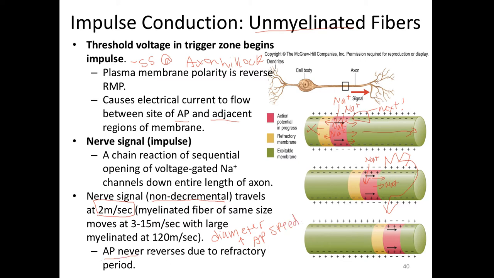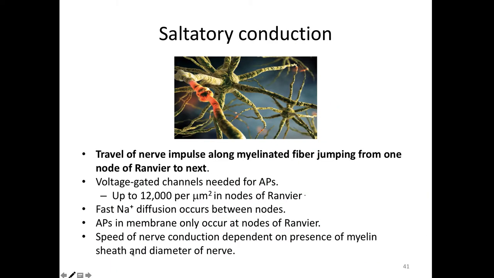So the action potential never reverses due to the refractory period, as we've already established. So what happens if you do have myelin? Why is it faster? Well, the travel of the nerve impulse along myelinated fibers doesn't rely on the diffusion and excitation of the immediate next membrane, but rather due to rapid axoplasmic diffusion of sodium between the nodes, the action potential is going to jump from node to node.